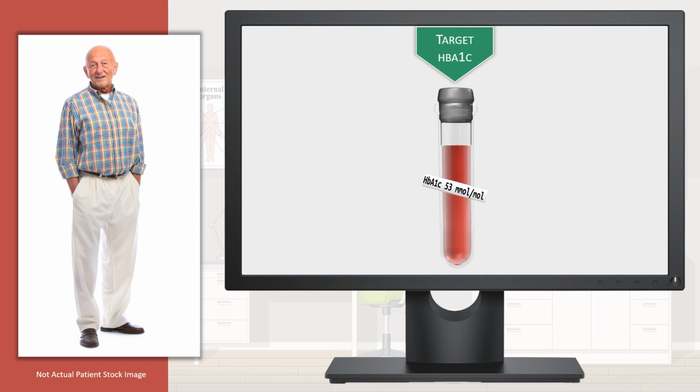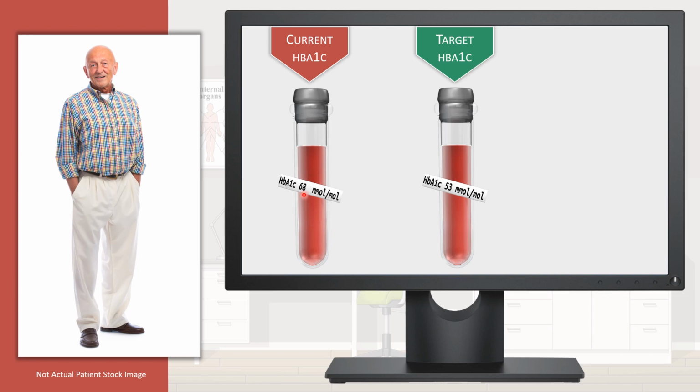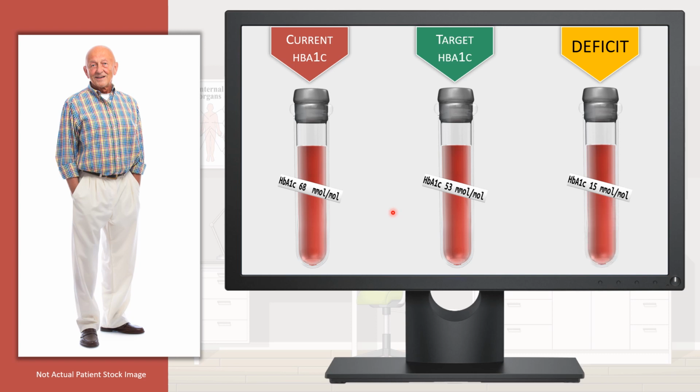So I want to show you now a really good way for you to make sense of an HbA1c, but to also put it in context for your patient. So that's Jim's target. We've set it at that, and I think we set it at that with a good rationale. We know that his current HbA1c is 68, which means we have a deficit. So Jim is 15 millimoles off his target. What we've got to work out now is how do we get rid of those 15 millimoles?